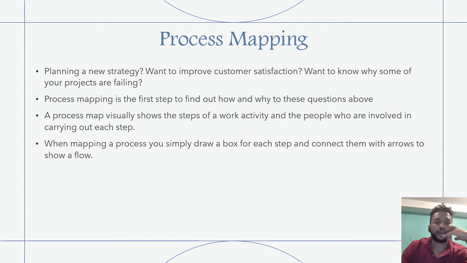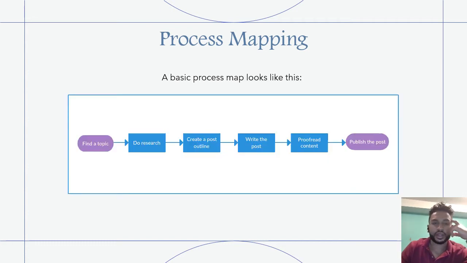A process map visually shows the steps of a work activity and the people who are involved in carrying out each step. When mapping a process, you simply draw a box for each step and connect them with arrows to show a flow. Now we're going to see an example of process mapping.